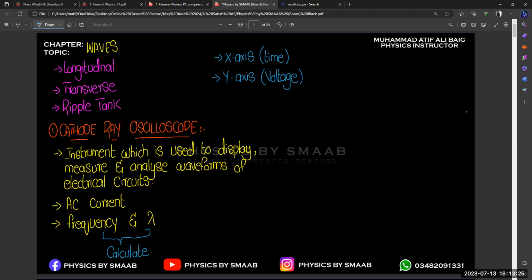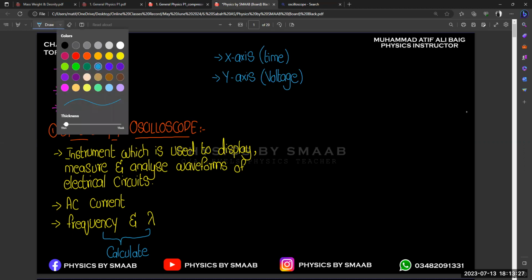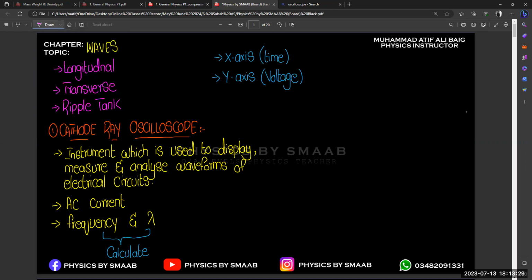Got it. Okay, so basically, we will start like this. So you know the concept: x-axis time and y-axis voltage. Because you know that if you calculate the time period, so frequency can be calculated by what? What is the relation between time period and frequency? If you got the value of time period, the capital T, and frequency is the number of waves produced in a time.